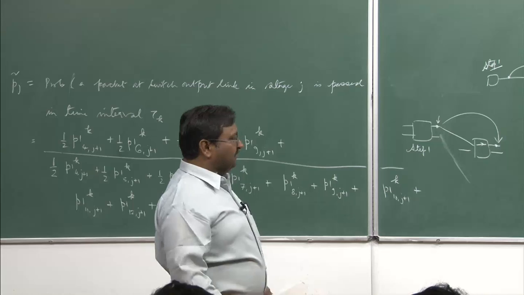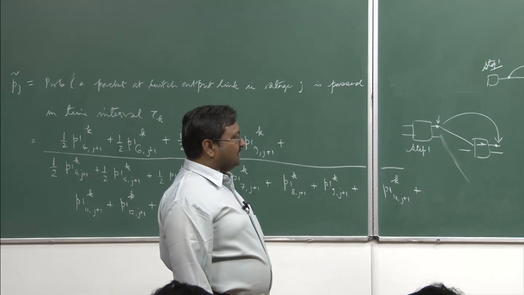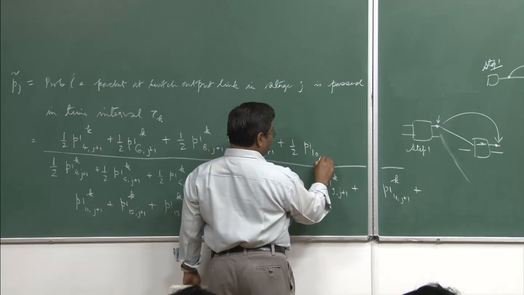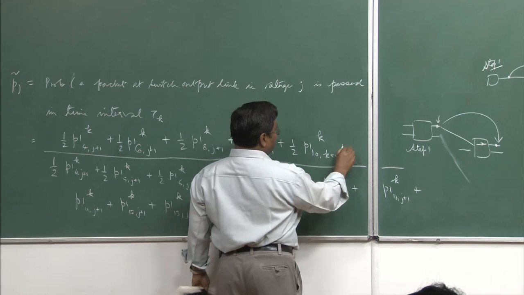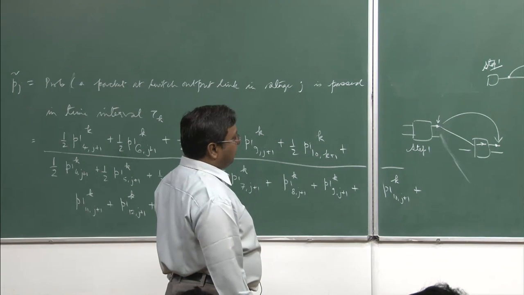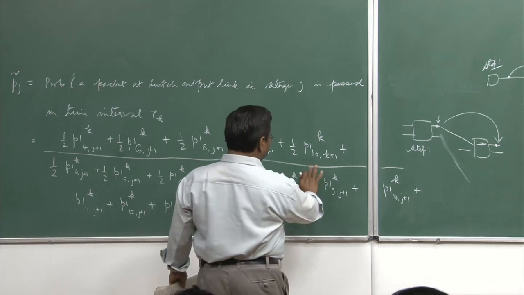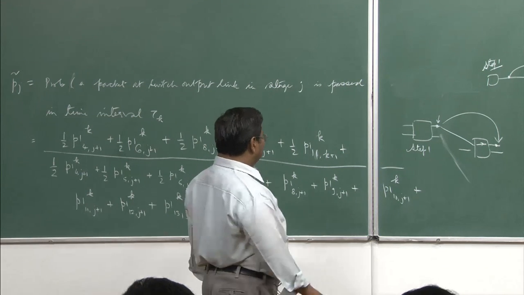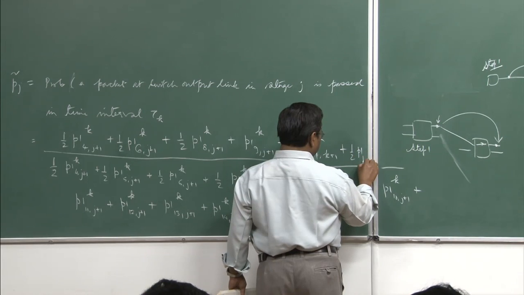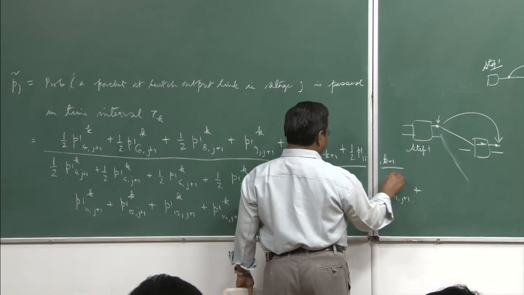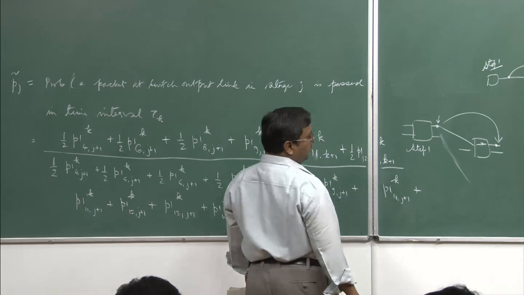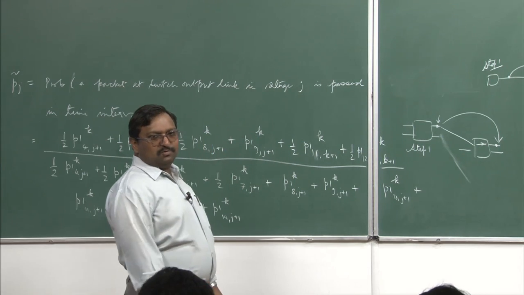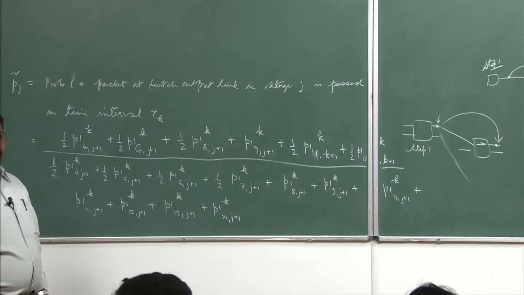Tenth, nothing will go out, so it should not be listed. 11th, only one will go out. Okay. So, it will be half. Not 10th, this has to be 11, sorry. 10th, nothing can go out. 12th, again only one can go. 13th, nothing can go. 14th, nothing can go. So, those will not be included in the numerator. So, this gives you pj tilde.